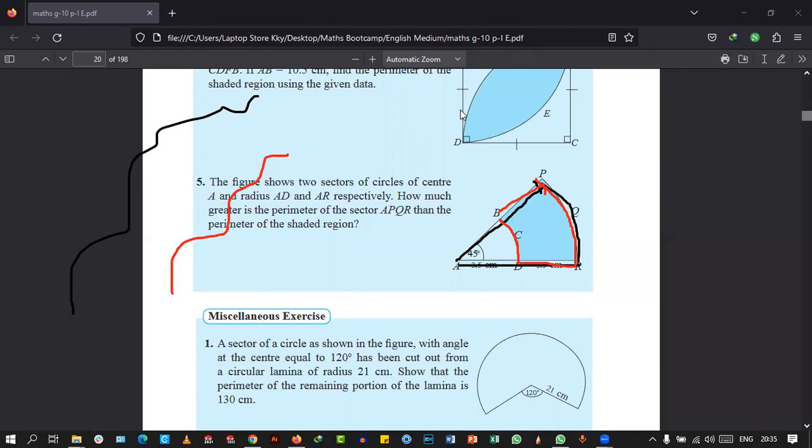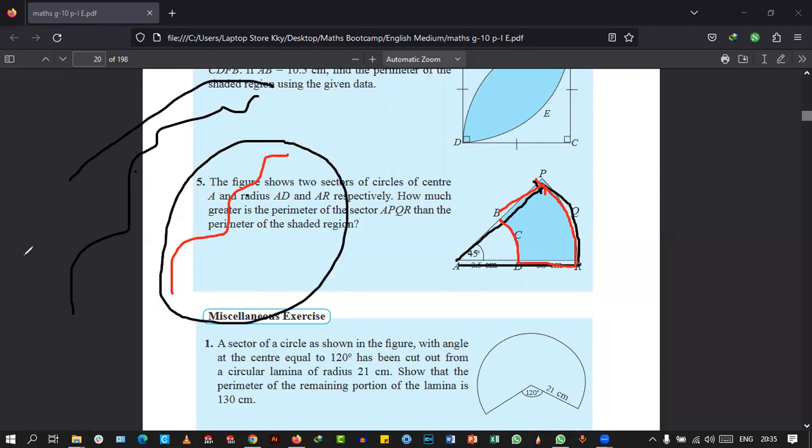And the question is very simple. What is the difference between this and this? We need to subtract this length from this length. That is the question, right? So first of all, we need to understand the question. What is the question? Then only can we tend to answer that, right?